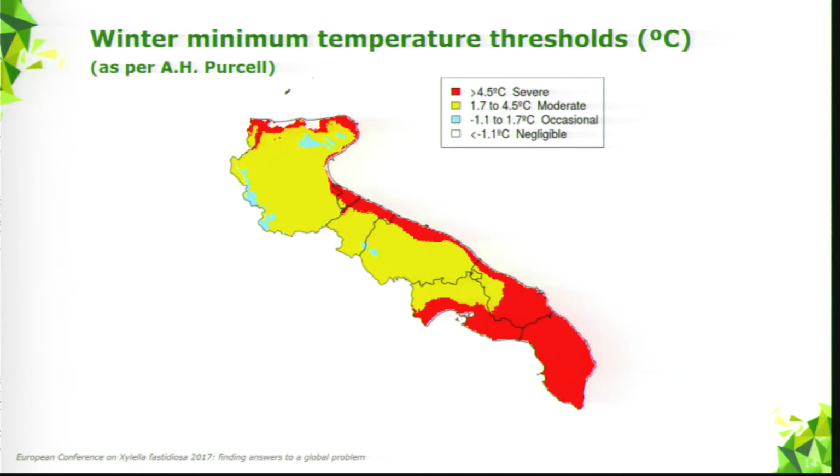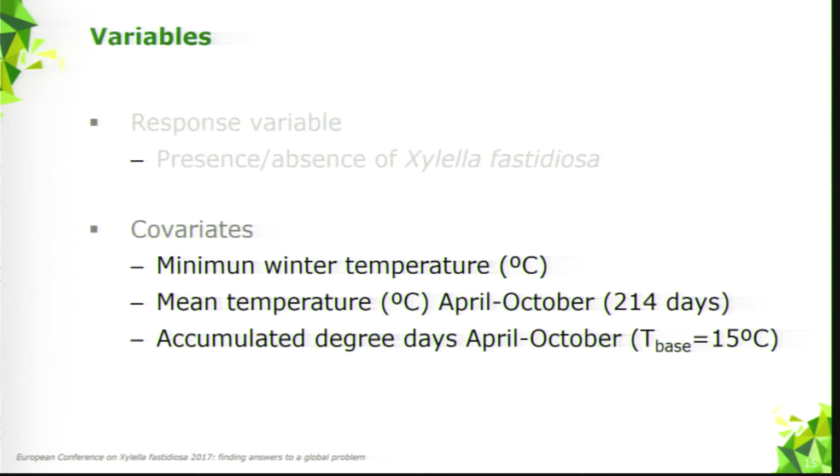Also, based on the temperature data, the minimum temperature in winter, we applied the thresholds developed by Professor Purcell many years ago for Pierce's disease in the United States. Although it cannot be extrapolated directly to this situation in Puglia, it's a starting point. But again, we see that all this area of Lecce is in red, so again, for modeling, it's not very useful to have this so uniform.